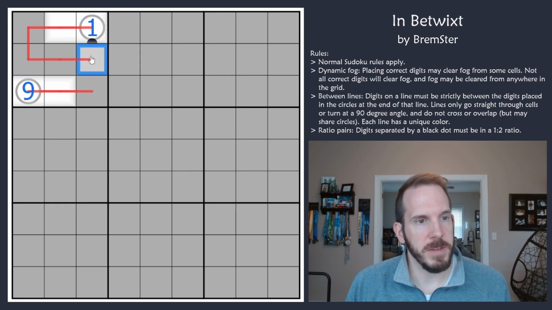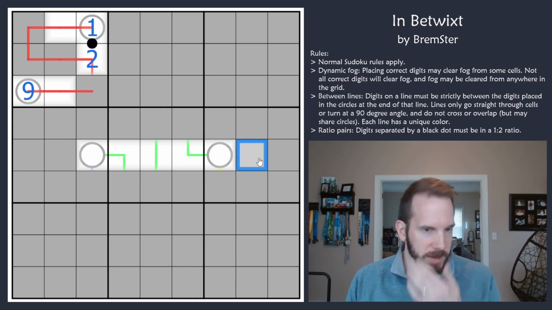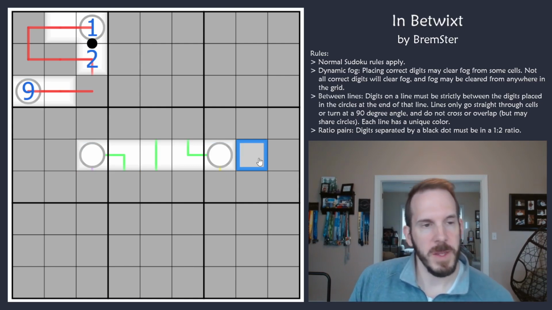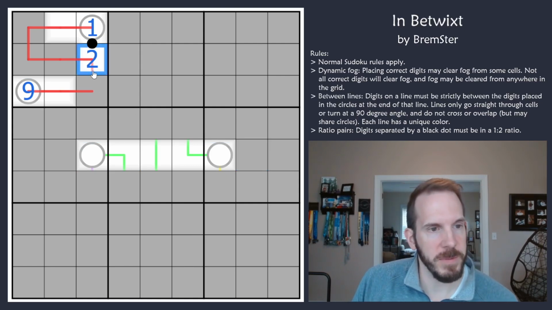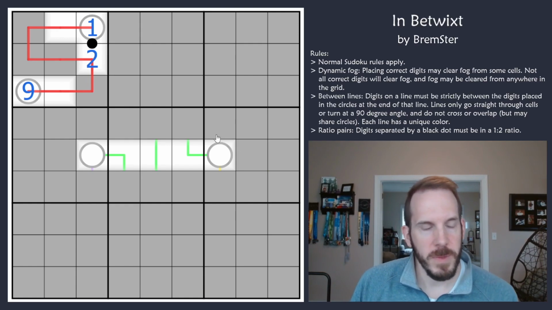And this black dot means we need to put a 2 here. Cool. So we get some more information here about between lines. And we also see we've got this line kind of being drawn down, so we know this is the exact makeup of this between line here. Now we've got some other between lines, so we've got some green lines coming in through here. Let's see what we know about these.